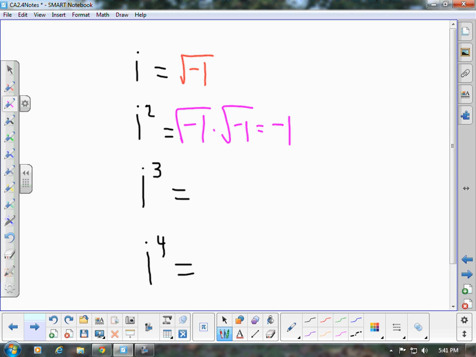If you take i to the third, that's the square root of a negative 1 times the square root of negative 1 times the square root of a negative 1. Well, these two turn into a negative 1, and then you still have the square root of the negative 1. Or you can say that is a negative i.